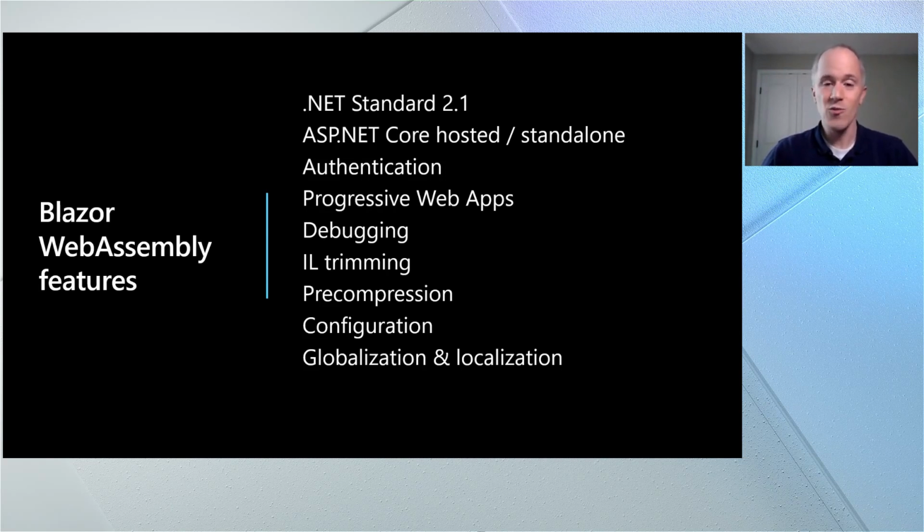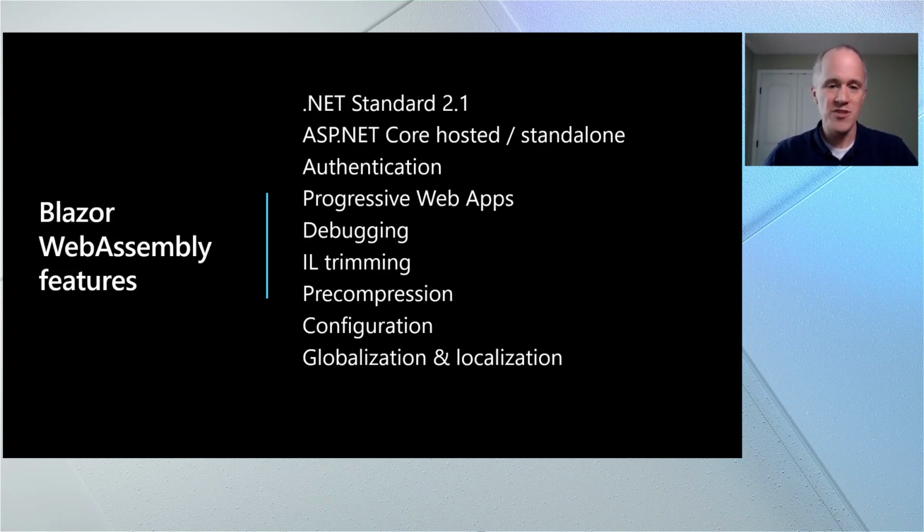You can host your Blazor WebAssembly app in ASP.NET Core, so you get that full stack web development experience, or you can deploy your app as a standalone static site. Blazor WebAssembly supports authentication using ASP.NET Core Identity with Identity Server, or you can use Azure Active Directory, Azure Active Directory B2C, or any OpenID Connect provider that you want. You can build progressive web apps with Blazor WebAssembly and support offline execution and native OS integration. You can debug your Blazor WebAssembly apps, both in the browser DevTools and directly from Visual Studio.